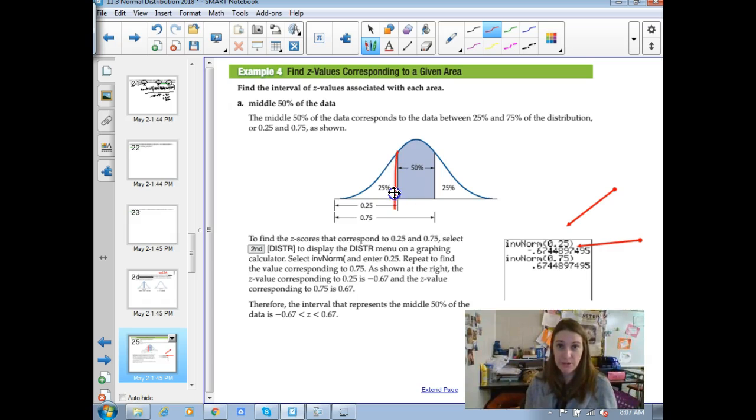So from here down, there is 25% of the data, right? So that's what we type in our calculator, the inverse norm of 0.25. But from this mark down, we're looking at 75% of the data. So that's why they typed this one here. And notice, because of the symmetry of the normal curve, your z-score is positive 0.67 and negative 0.67, because that's the middle 50% of the data.